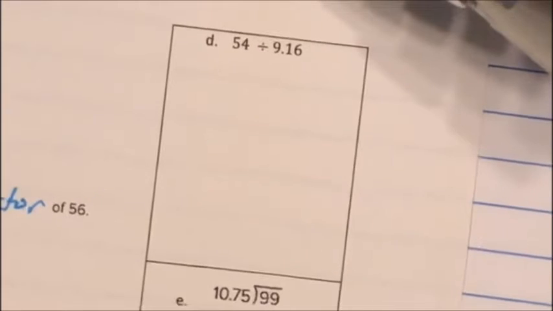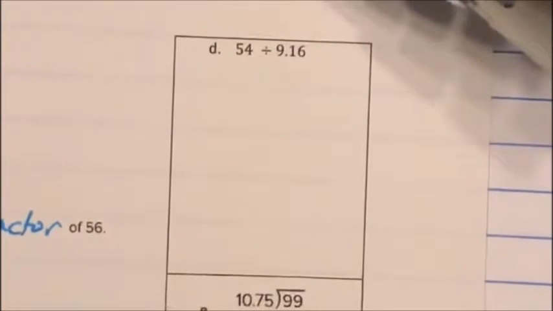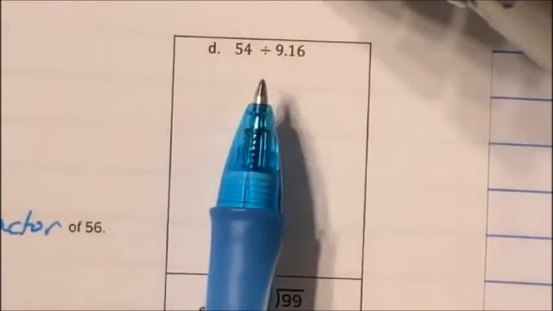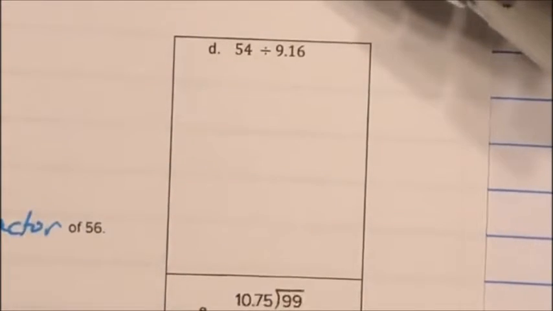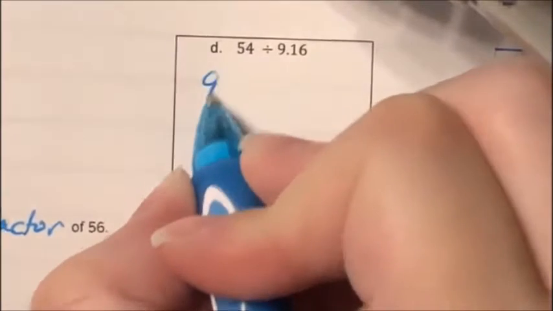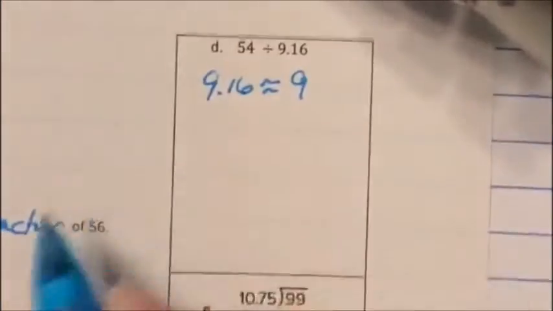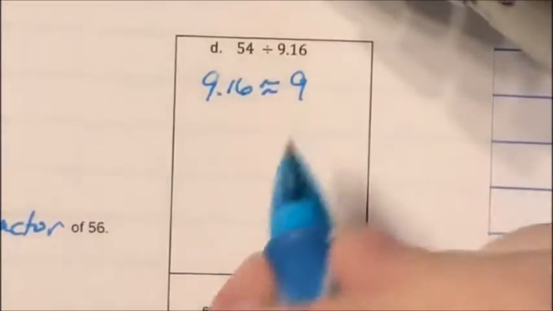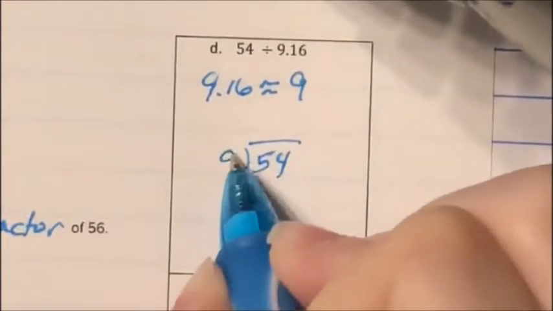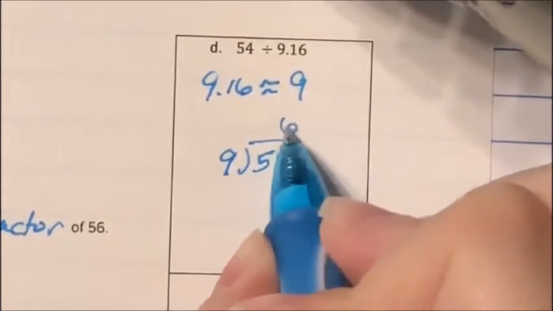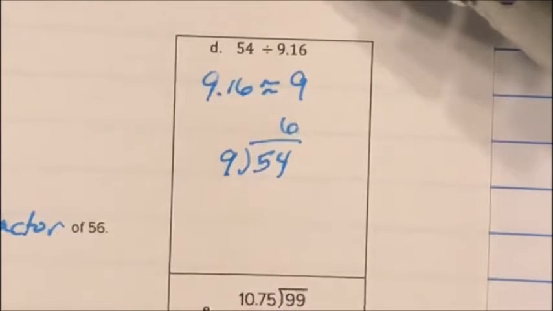Okay. There are 2 try it problems below, so go ahead, pause the video, try them out, and then we will go over the answers together. Now that you've tried the try it problems, let's go over the answers together. Letter D says 54 divided by 9.16. So I'm going to take 9.16 and round it to 9 because 9 is a factor of 54. 54 divided by 9 gives me 6. So it's approximately 6.